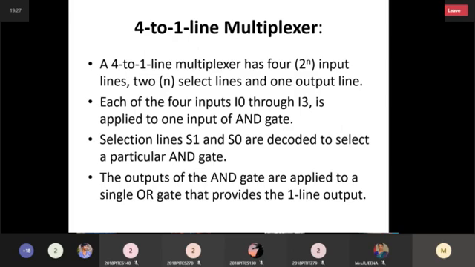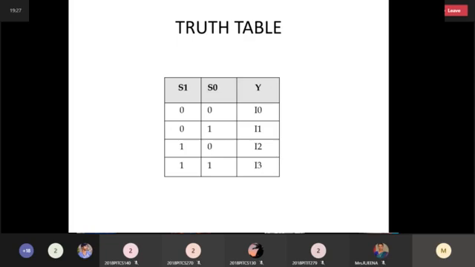Then the selection lines: 2 selection lines, S1 and S0. If S0 is activated, any one of the inputs is activated. The outputs of the AND gates are applied to a single OR gate, which provides one line output. We consider the selection lines as the input. So what are the possible combinations? 0 0, 0 1, 1 0, 1 1.